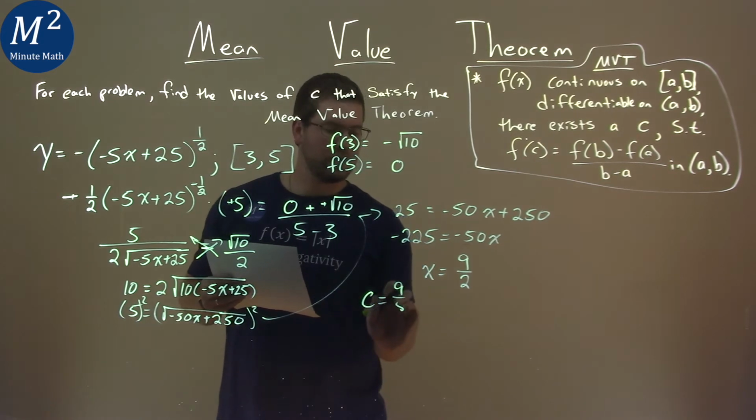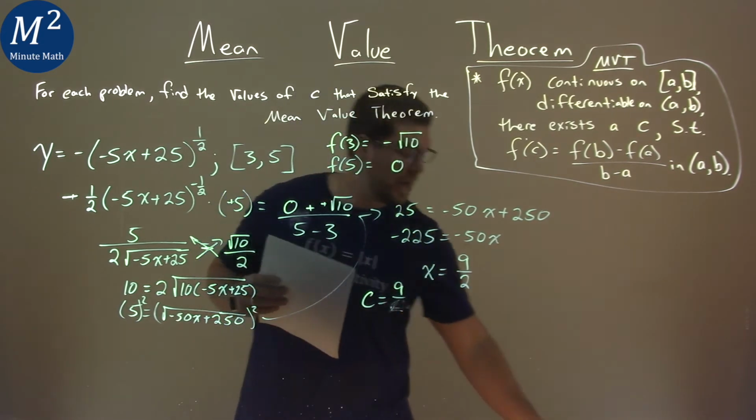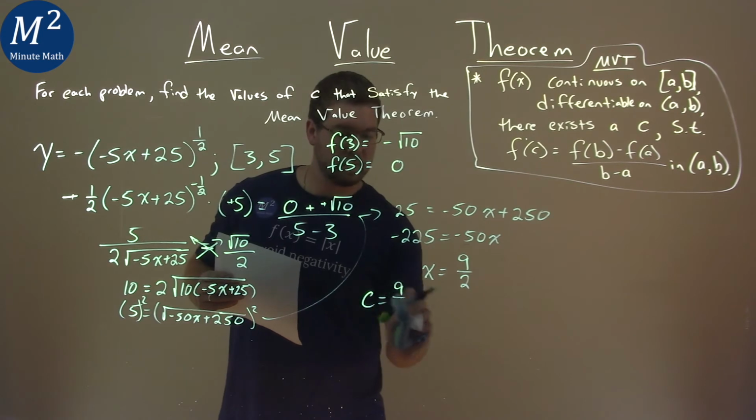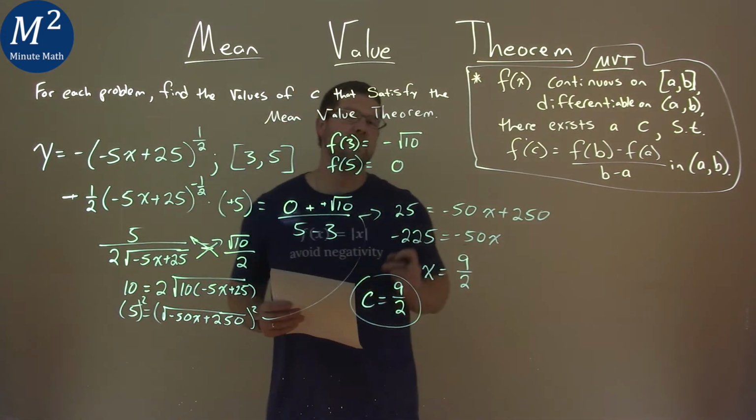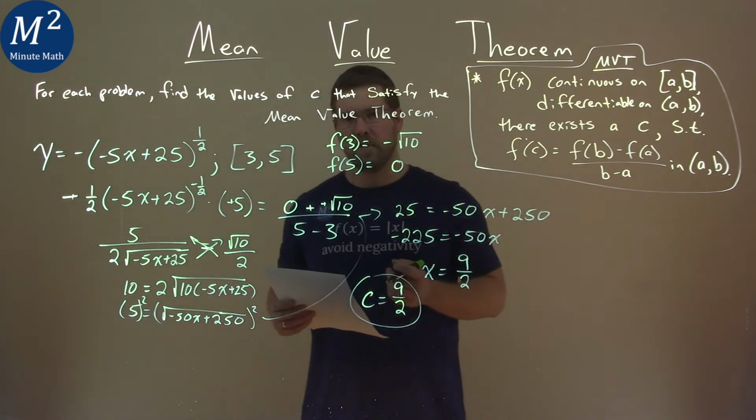Oops, I almost wrote fifths. 9/2 here, Sean. 9/2. So the c value is 9/2, and that is the c value that satisfies our mean value theorem.